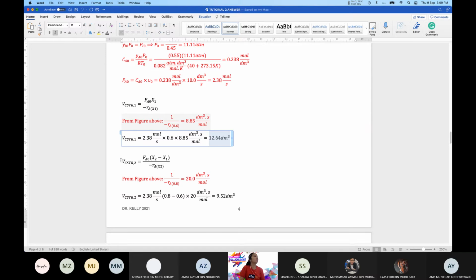Right, so next one, volume of CSTR2. The formula is the same: volume of CSTR2 equals FA naught, but in brackets now X2 minus X1. So the second reactor converts from X1 to X2, divided by minus RA at my X2. So FA naught does not change. In this case, CA naught and V naught do not change, so FA naught is always the same. So FA naught multiplied by X2 minus X1, 0.8 minus 0.6, multiplied by 1 per minus RA when my X is at 0.8.